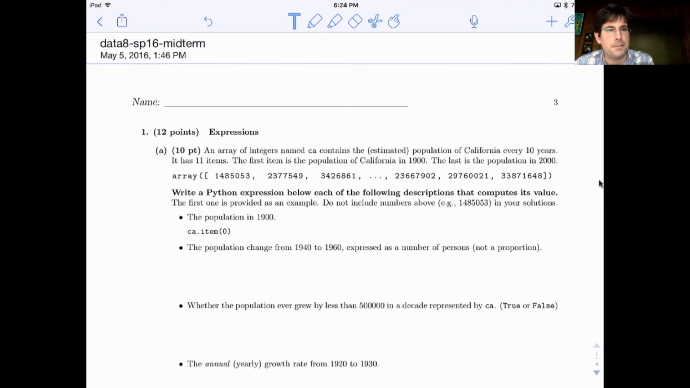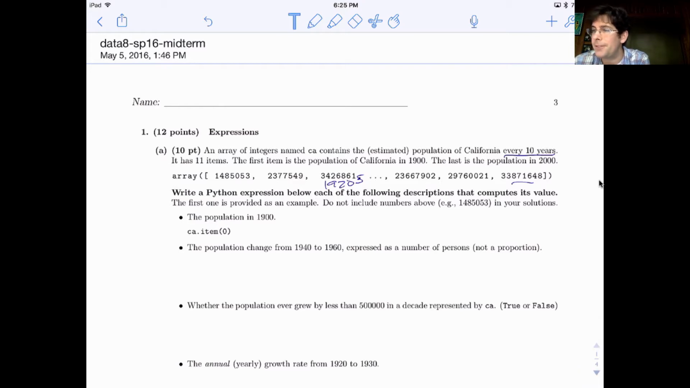Okay, I'm going to solve the midterm. Question 1. An array of integers named CA contains the estimated population of California every 10 years. So, the number of elements is only 11. We've got one for 1900, one for 2000, and so for instance, this would be for 1920. It gives us an example that says that item 0 is the population in 1900.